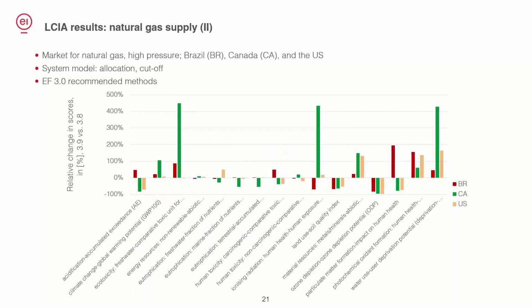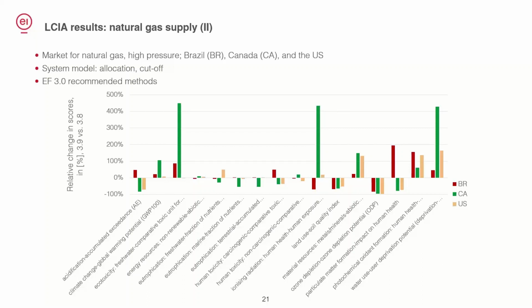So leaving Europe, we take the same comparison here for gas supply in Brazil, Canada, and the US. And the general pattern is by and large aligned with those discussed for Europe. But I would here like to focus a bit on Canada, which clearly stands out for 3 indicators.